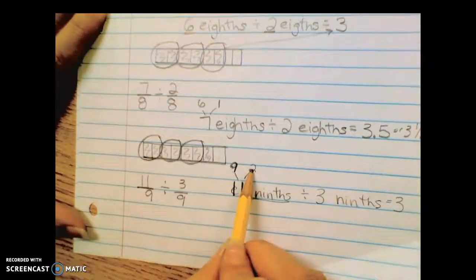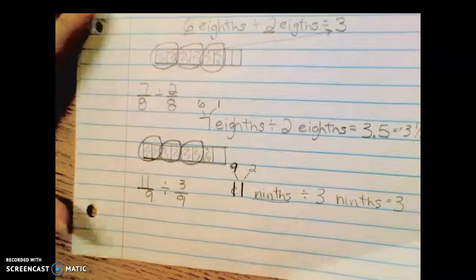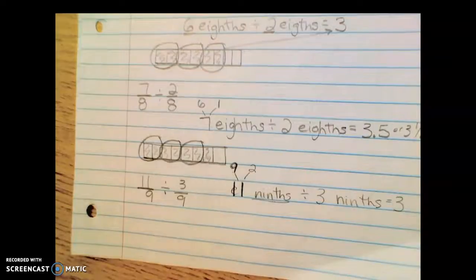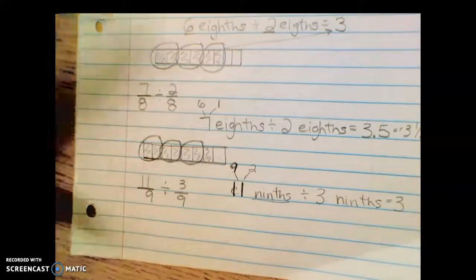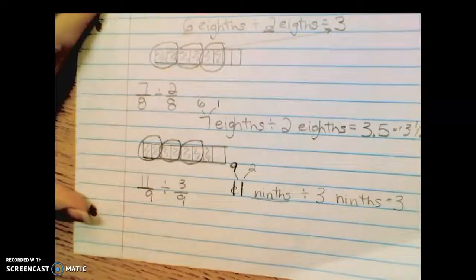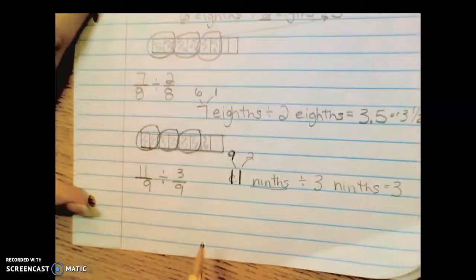If I have 2 divided by 3, that feels pretty weird. 2 items split between 3 people. I'm going to have to draw a model to figure that one out. So let's go ahead and draw our model and see if we can figure out what to do there.